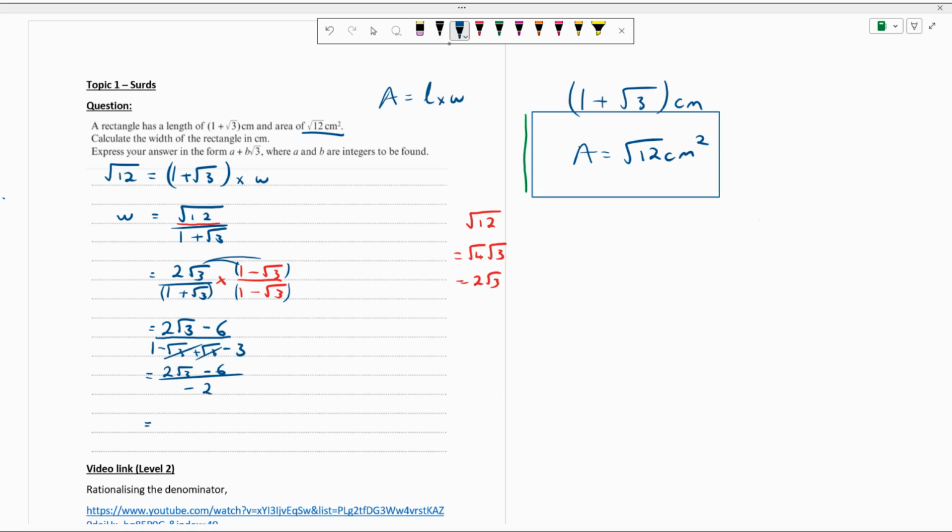Now, I am just going to divide everything by minus 2, so I get minus root 3, and then minus 6 divided by 2 gives me plus 3, which is the same as me writing it this way around as well, which is in the format they want me to get it in. Okay, so kind of key bits. I used a little bit of area form, which was the extra step, but apart from that, it's a rationalizing the denominator question.